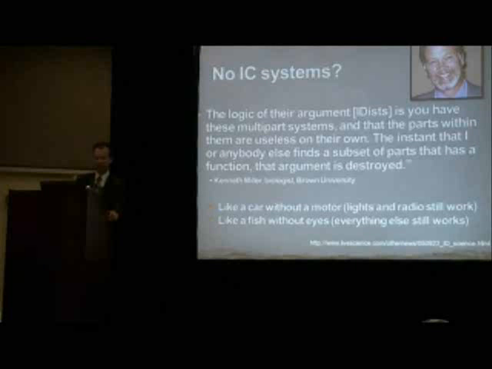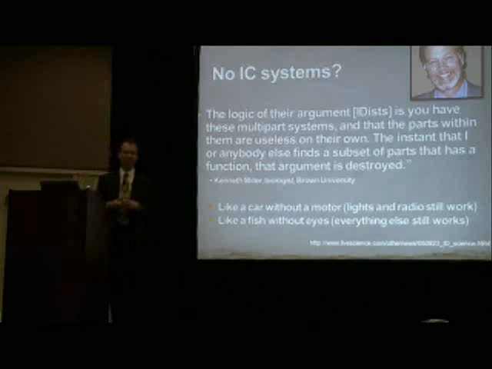The instant that I or anybody else finds a subset of parts that actually has a function, the argument of irreducible complexity is destroyed. Okay? So for example, if I take a car and take out the motor, the lights and the radio still work. So is the car irreducible? According to Miller's argument, is it irreducible? No, because the lights and radio still work. So even though it doesn't have the motor anymore, it's not irreducible because something still works.